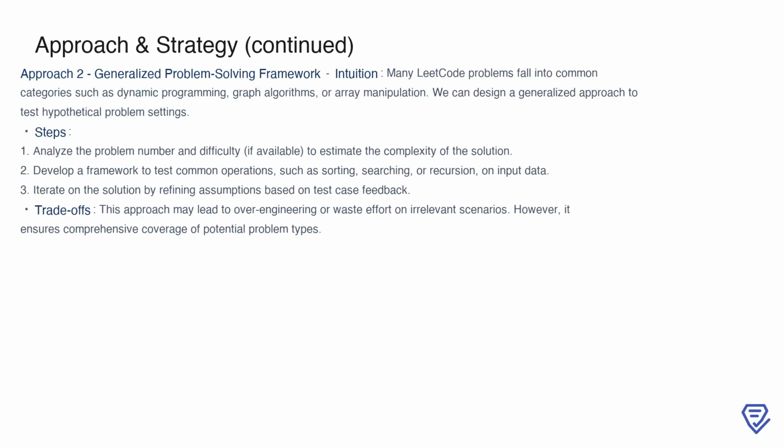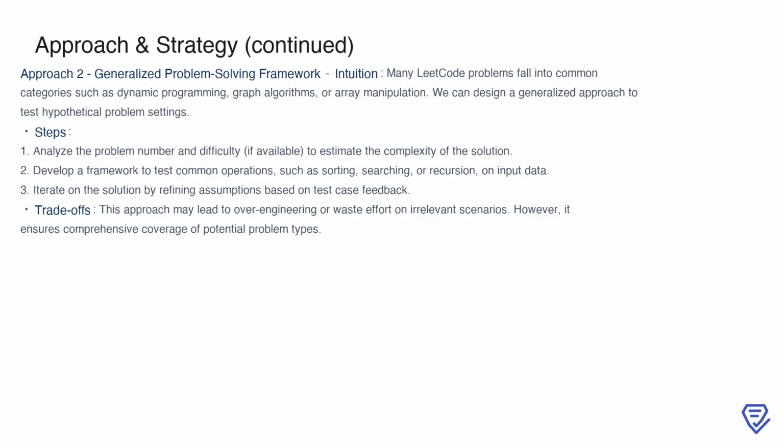Another effective strategy is to use a generalized problem-solving framework. This approach is based on the observation that many LeetCode problems fall into well-known categories, such as dynamic programming, graph algorithms, or array manipulation. By designing a framework that tests these common problem types, we can systematically explore potential solutions. The process begins by analyzing the problem number and, if available, the difficulty level to estimate the complexity of the solution. Then, we create a framework capable of testing common operations like sorting, searching, recursion, or even dynamic programming on hypothetical input data. As we receive feedback from test cases, we can refine our assumptions and iterate on the solution.